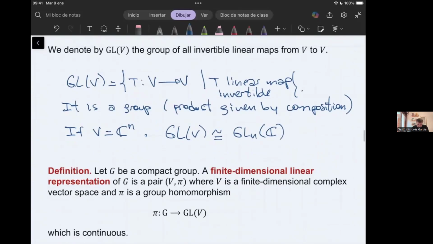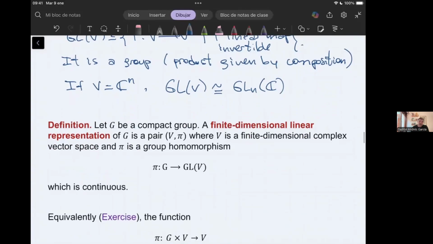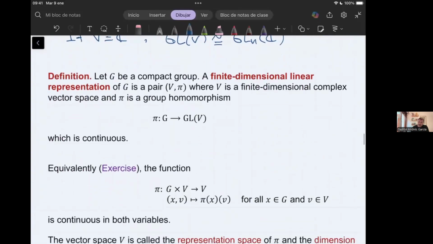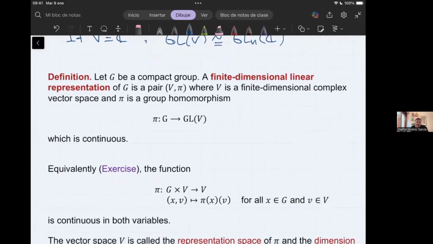Okay, so given a compact group, what is a finite dimensional representation of the group? It is given by a pair. A pair, what does it mean? Actually, in the future, we're not going to talk about any pair. We're going to talk about the map or the space. The pair: we have to say the vector space where we're acting and the map that gives us the action.